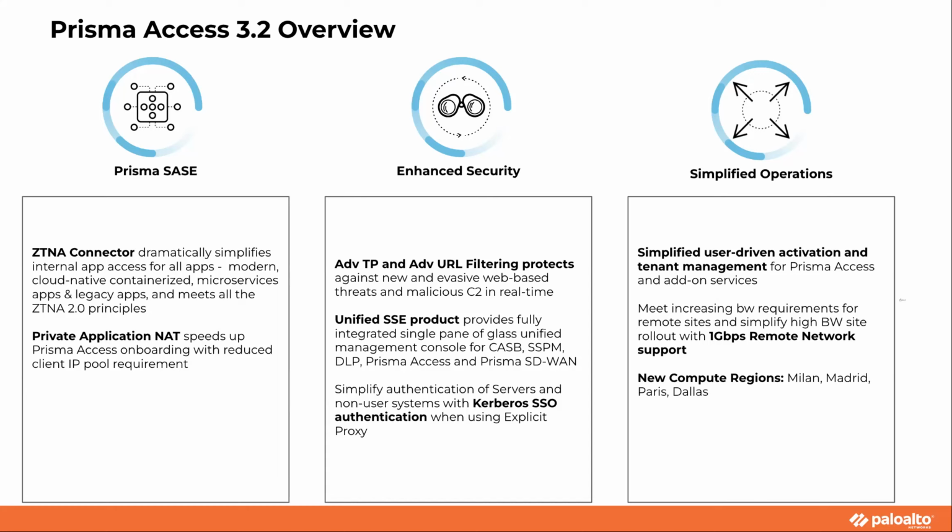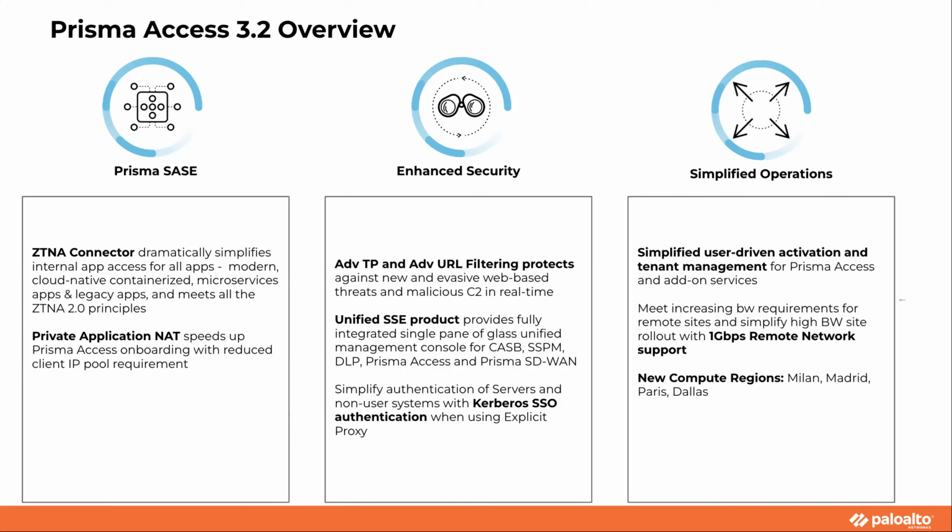We are adding more bandwidth to remote networks, going from 500 Mbps to 1 Gbps with full SSL decryption for remote network support. And then we are also activating new regions as part of that release. You'll see all these different things as themes that will continue to get investments in the future as well.